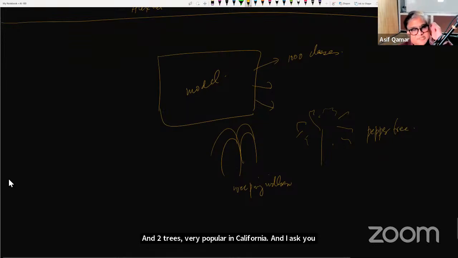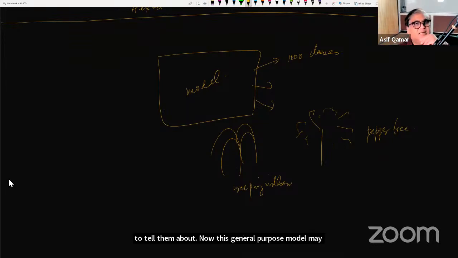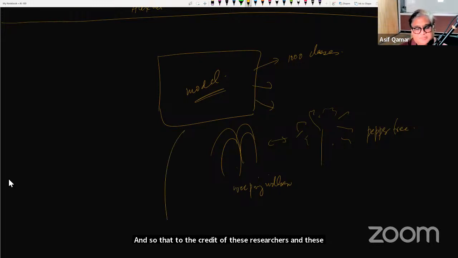Now, this general purpose model may be good at many things, and it may do reasonably well telling these apart. But what you can do is further train it to be better. Now, to train these models used to take a lot of compute power that most of us didn't have access to. And so, to the credit of these researchers and companies that were training these models, they started releasing these models, called pre-trained models.